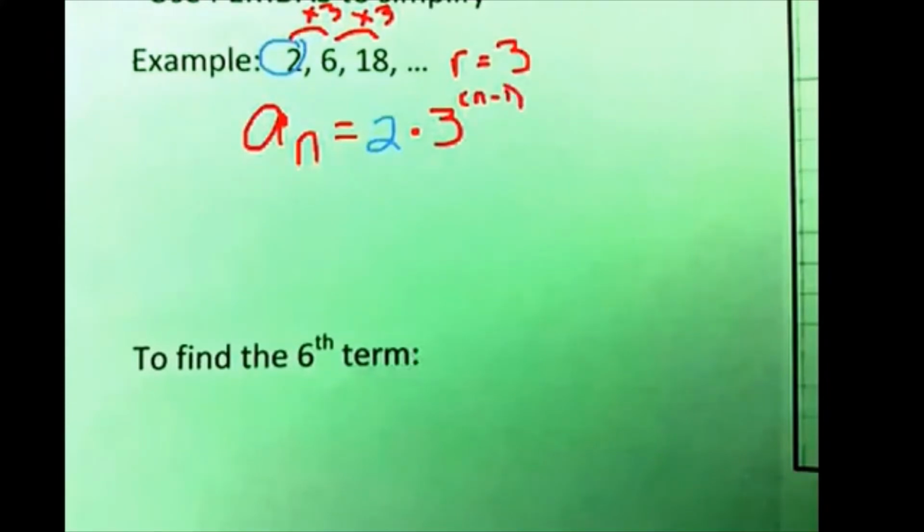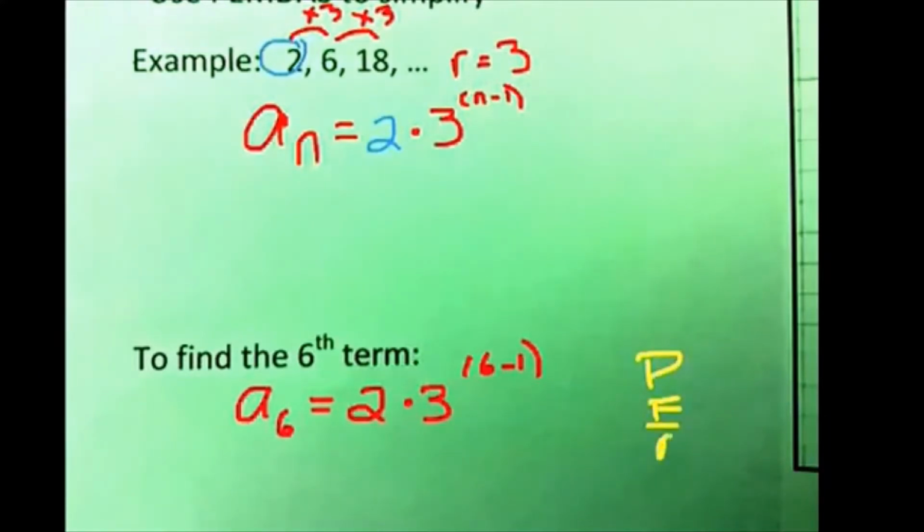So unlike the explicit rule for arithmetic, where I had to distribute and simplify, there's no distributing or simplifying here. This is as simple as I can make it for right now. So a sub n equals 2 times 3 to the n minus 1 power.